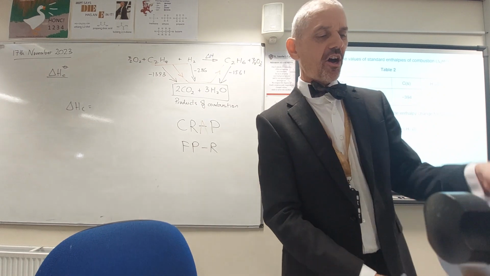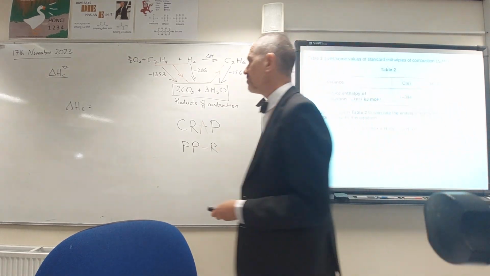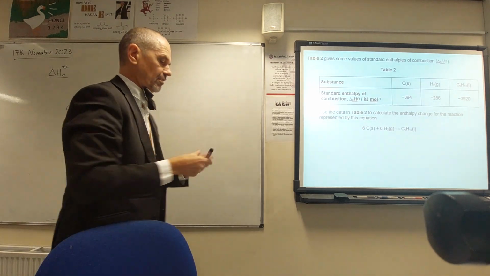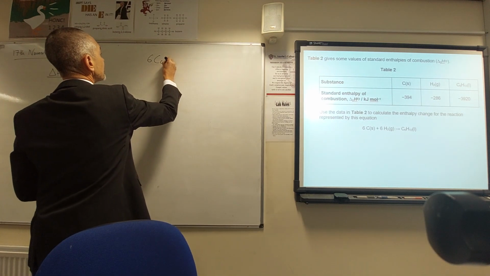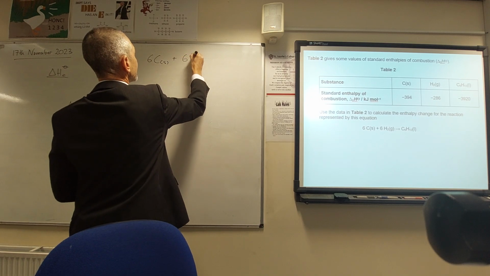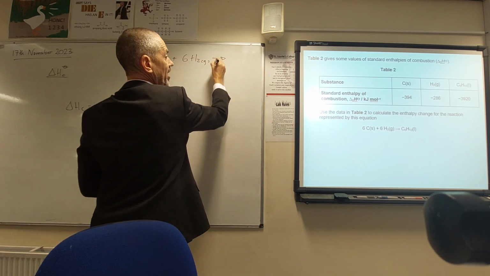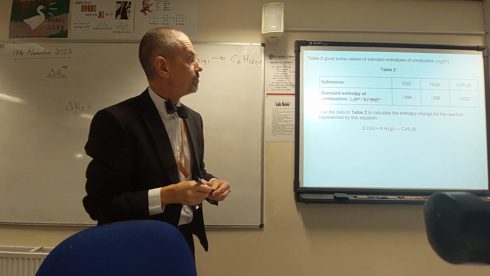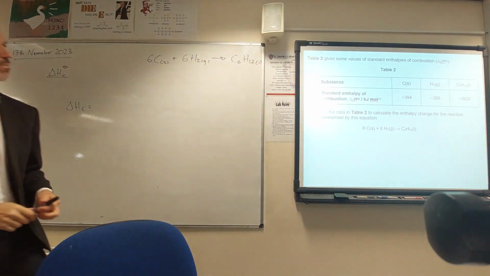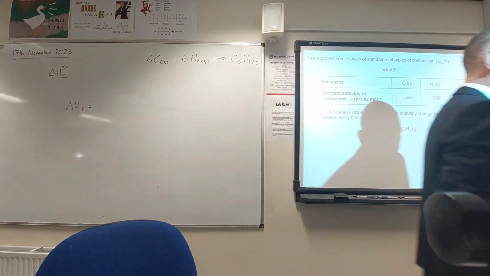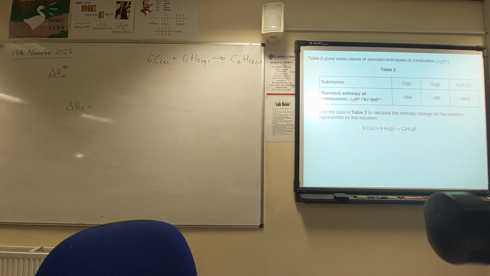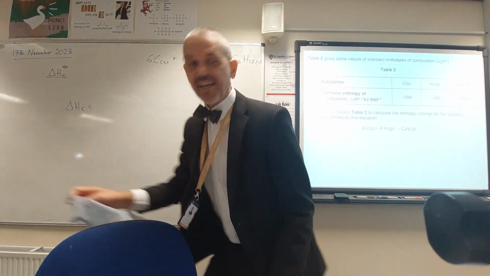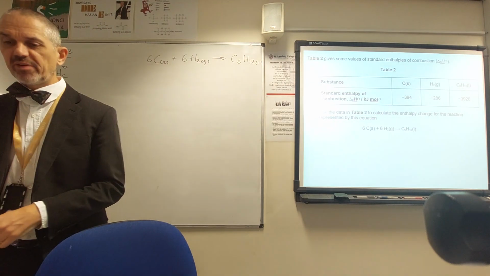For the benefit of the folks at home, I'll put it on the board as well. So it's 6 carbons and 6 hydrogens make C6H12. All right, using either a Hess diagram or the correct formula, can you work out delta H for that reaction, please?